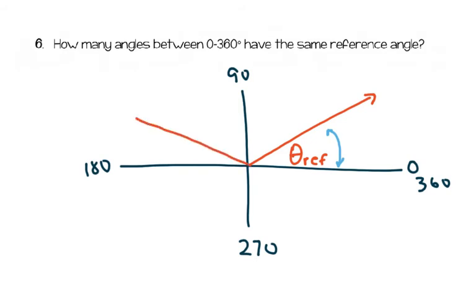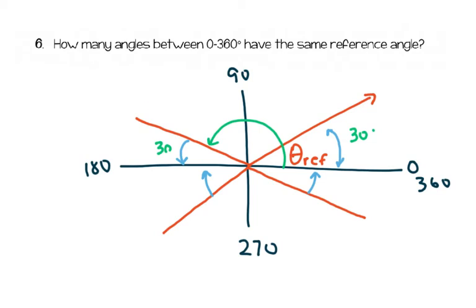You should have come up with 3 additional ones, so 4 angles altogether. They're all going to have the same reference angle. So this would be the same reference angle, this would be the same reference angle, and this one as well. So if, for example, I was saying 30 degrees, then this would also have a reference angle of 30 degrees, but the angle itself, starting at 0, would have been 180 minus 30. So that would be 150 degrees. So 30 degrees has a reference angle of 30 degrees. 150 degrees has a reference angle of 30 degrees.